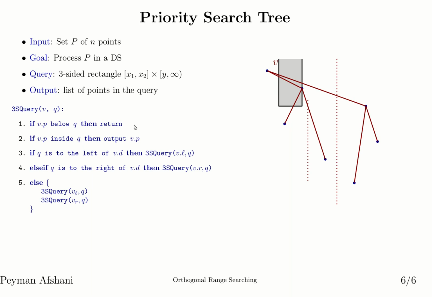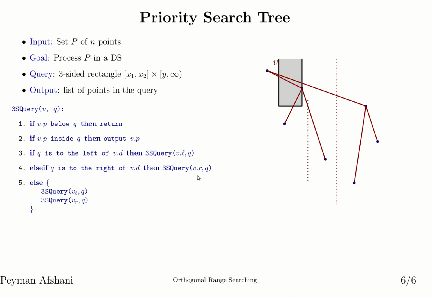Otherwise, we continue with the query procedure. We first check the point stored at V. If it's inside the query region, we can just output it. So we produce an output containing that point. These two are the easy cases to handle. And then we continue with step 3. Step 3 and step 4 are again relatively easy. If the query region is completely to the left or completely to the right of the dividing line, then we recurse on the proper subtree. If it's completely to the left, then we recurse on the left child. Otherwise, we recurse on the right child.